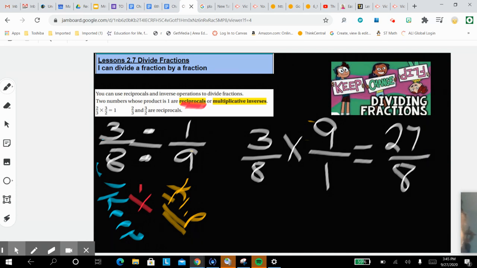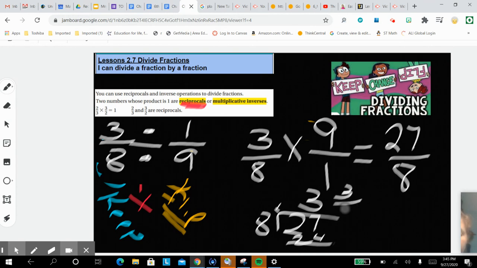This is an improper fraction, so we need to change it to a proper one. So we take 27 and divide that by 8. It goes in 3 times. 3 times 8 is 24. That leaves 3 left over. Keep your denominator the same.